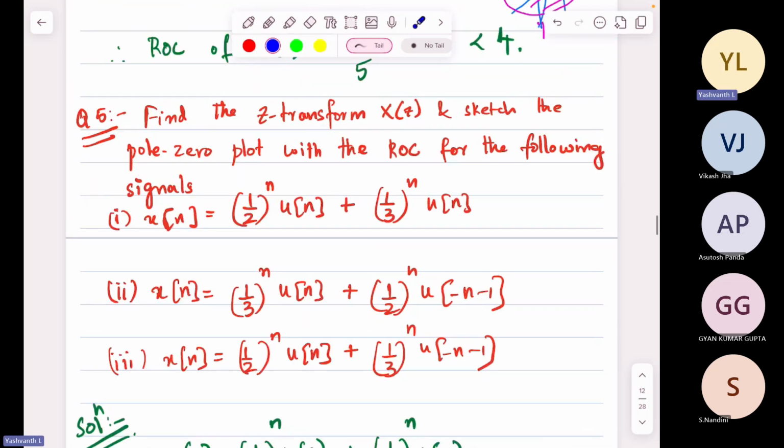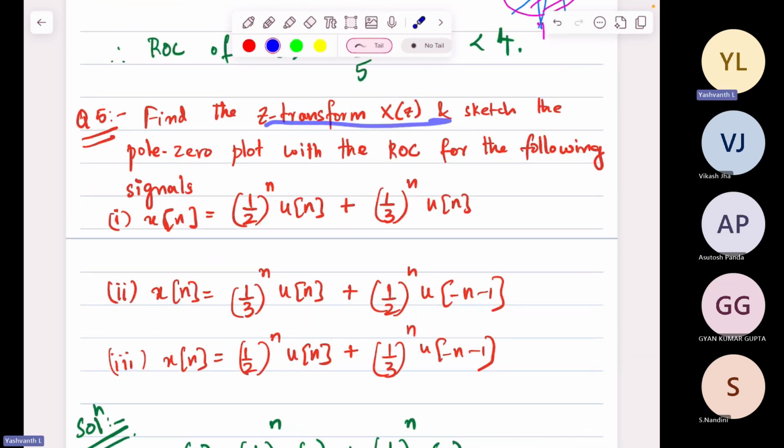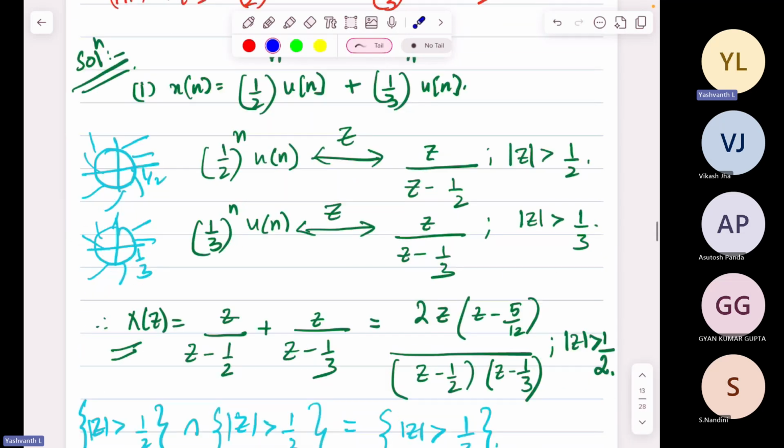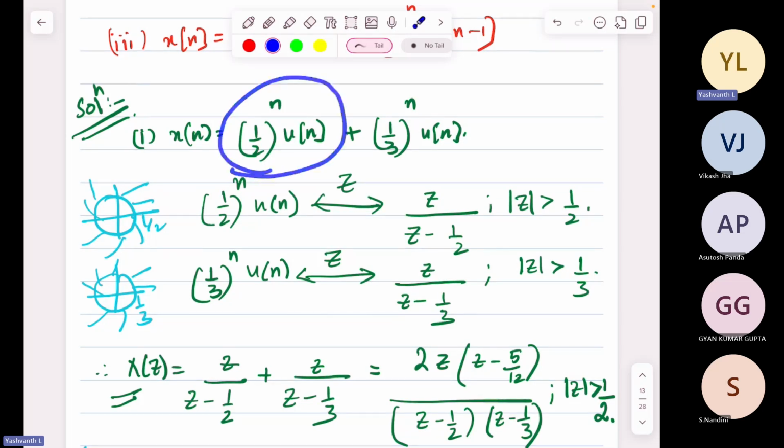What should we do? We need to find the Z transform, sketch the pole-zero plot, and find the ROC. These are the three things we need to do for each of these signals. The first signal is x of n equal to half power n u of n plus 1 by 3 power n u of n.